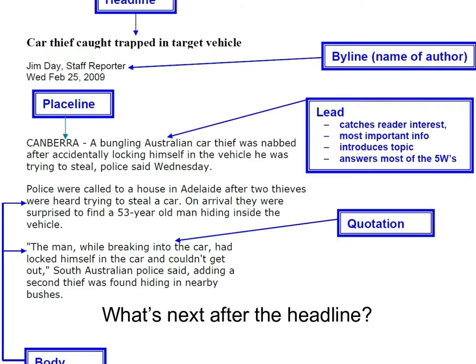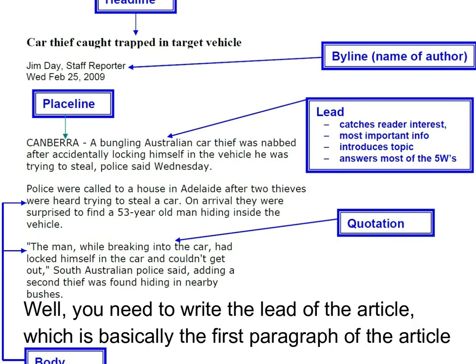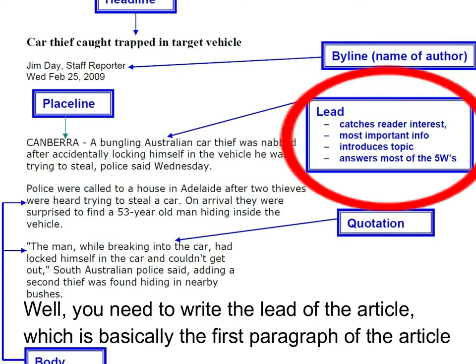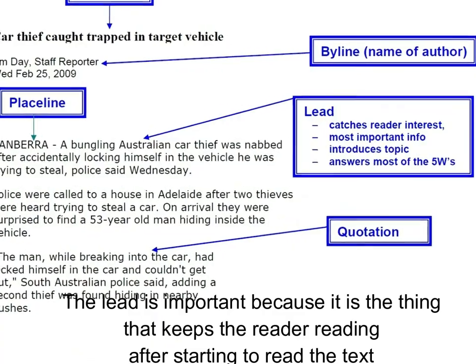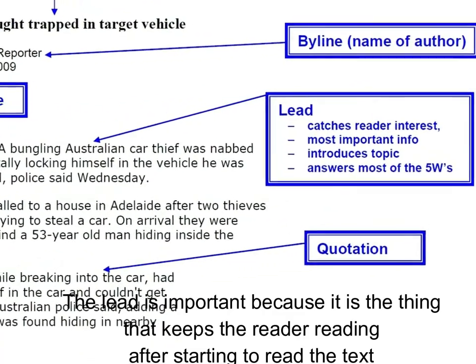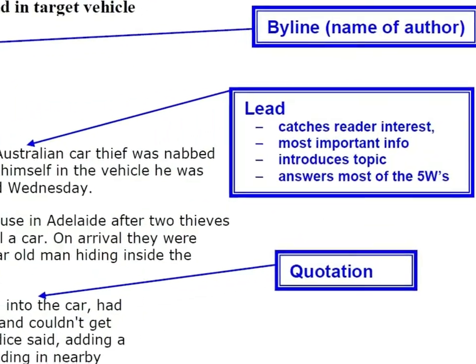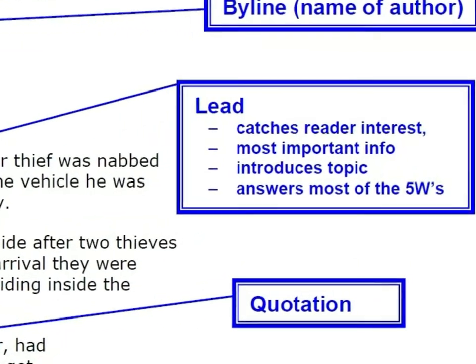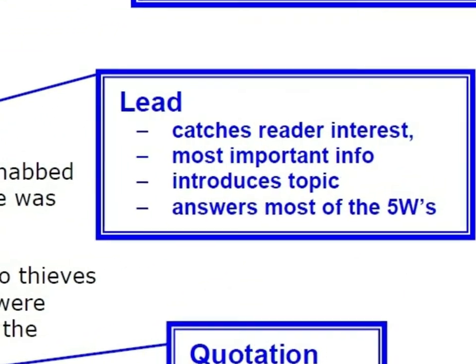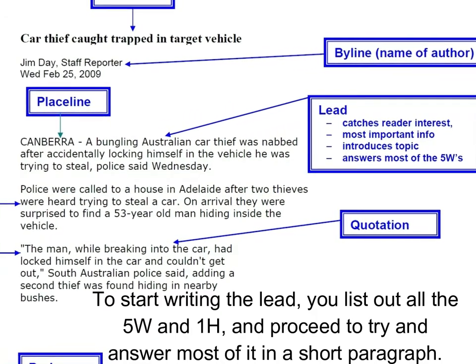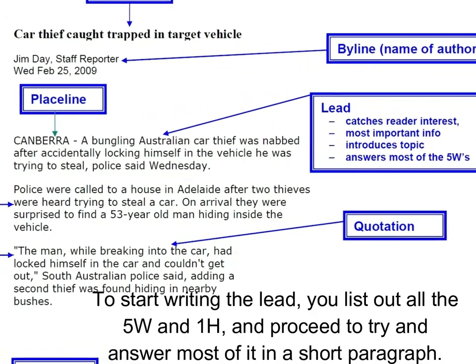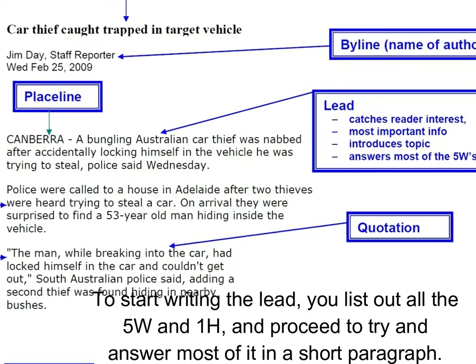What's next after the headline? Well, you need to write the lead of the article, which is basically the first paragraph of the article. The lead is important because it is the thing that keeps the reader reading after starting to read the text. It catches the reader's attention, has the most important information, and answers most of the reader's 5W and 1H. How, what, who, why, when, and where. To start writing the lead, you've listed out all the 5W and 1H, and proceed to try and answer most of it in a short paragraph.